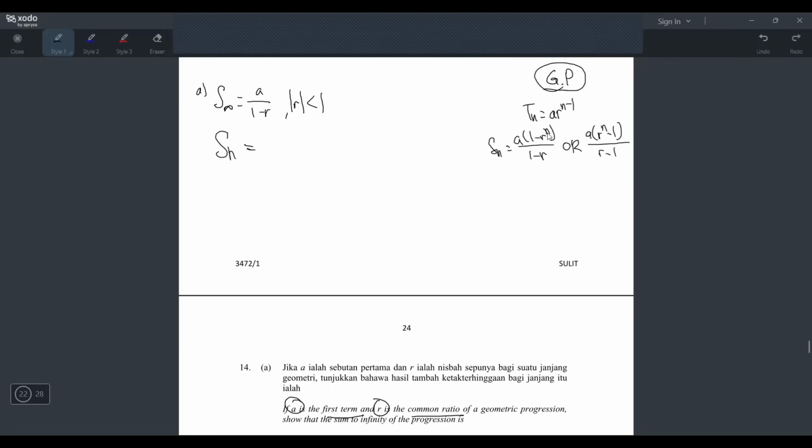So remember, it is always the r that has the power n in the numerator. The r in the denominator has no power n. Okay, the last one is S infinity, which is A over 1 minus r.